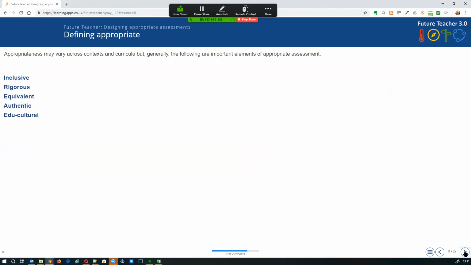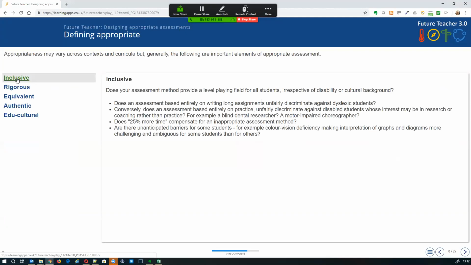And then we're back on to Alistair on appropriate assessments. So I'll not go through this in detail because, again, you can follow it through yourself. I'll just pick out a couple of points. So is your assessment inclusive?